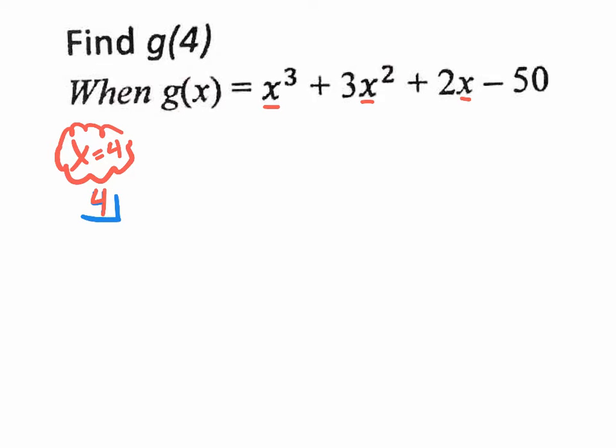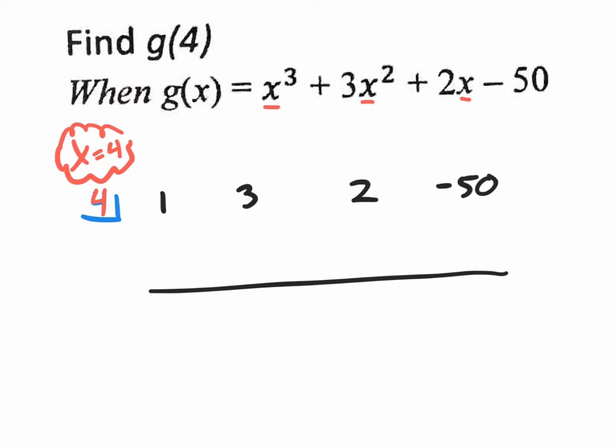and you just do a list of your coefficients. Do we have any terms that are missing? No, so let's just write out the coefficients. The coefficient of x to the third is 1. Coefficient of x squared is 3. Coefficient of x is 2. The constant at the very end is negative 50. And let's do synthetic substitution. The 1 comes down. That's just a 1 down there.